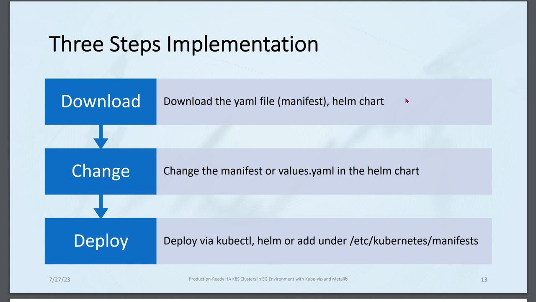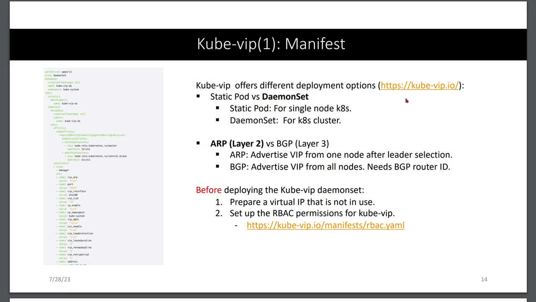Okay, so there are only three steps to every implementation I will talk about right now: download, change, deploy. The first is Kube-vip. This is already on the website, so copy and paste engineer. But there are things I want to talk about. First, it gives you the option to use static pod or daemon set. If you want to use static pod, it's for a single node Kubernetes, and if you use a daemon set, it's for a Kubernetes cluster. A daemon set will add a copy of the pod in every node of the Kubernetes cluster, so it'll be everywhere.